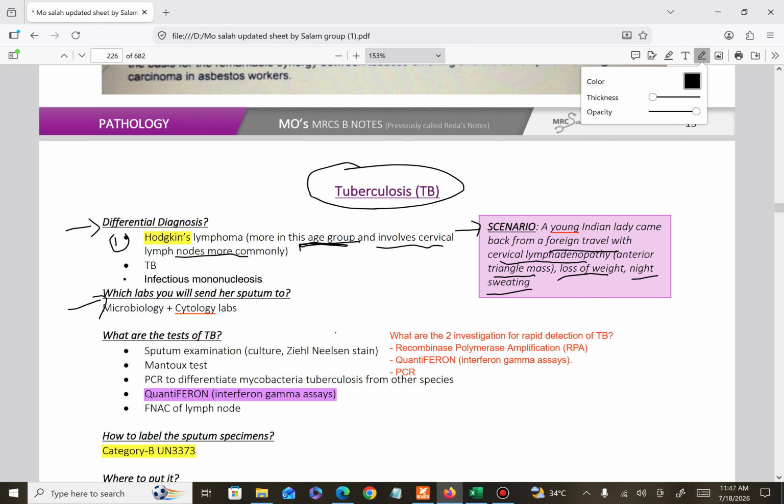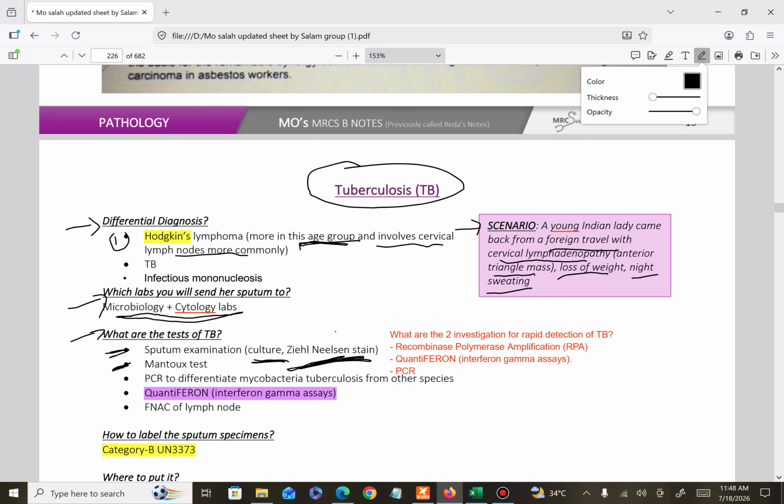Which labs will you send her sputum to? We will send her sputum for microbiology and cytology labs. The other question, what are the tests to be done for TB? First is sputum examination for culture and the Ziehl-Neelsen staining. Then the Mantoux test, and the third one is PCR, polymerase chain reaction, to differentiate Mycobacterium tuberculosis from other species.